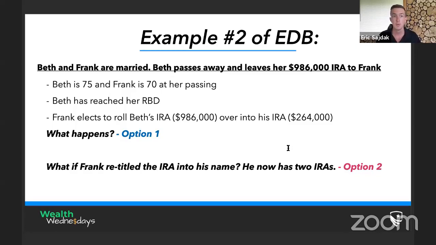What happens? Well, in the year that she passes away, Frank will have to take her RMD that she was supposed to take. Again, because she's over 72, she's going to be taking an RMD. Frank is going to have to take her RMD in that given year. But then moving forward, because Frank is not 72 yet, he is going to have a few years before he turns 72 and then has to take RMDs off that full $1.2 million balance. So he's not having to take ongoing RMDs until he reaches 72. Same thing happens with option 2.